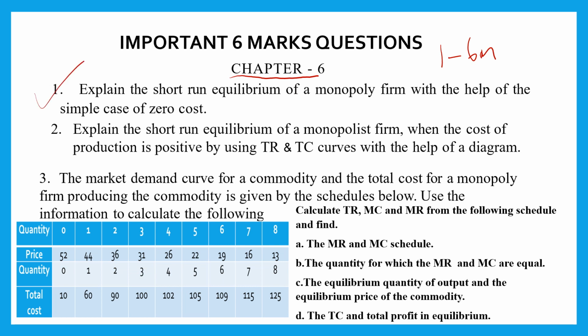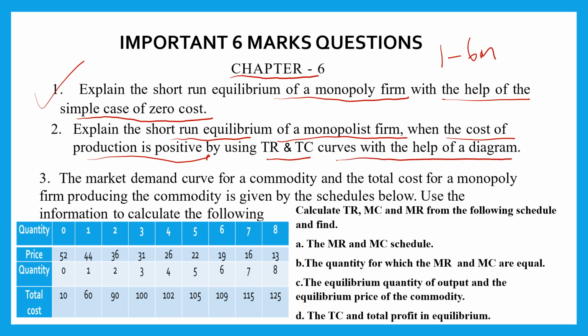First one is short-run equilibrium of monopoly firm with the help of simple case of zero cost. And one more question, that is short-run equilibrium of monopolist when the cost of production is positive using TR-TC curves with the help of a diagram. And the next one is the problem-oriented question, that is calculation of marginal revenue and marginal cost. So you need to calculate marginal revenue and marginal cost, and you need to answer the following questions. So this is one more important question.